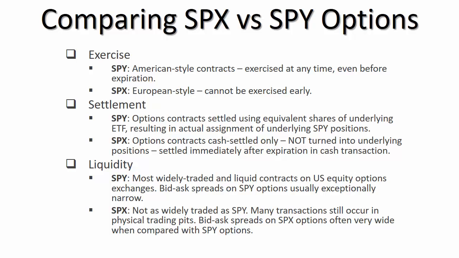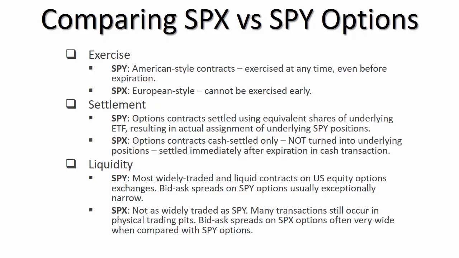Number one, exercise. Like most U.S. equity options, SPY options are American-style contracts, which means that they can be exercised at any point, even before expiration. SPX options, on the other hand, are European-style, which means that they cannot be exercised early.